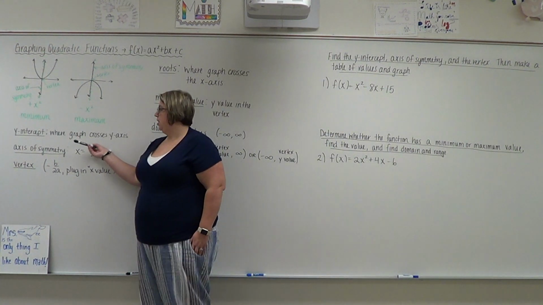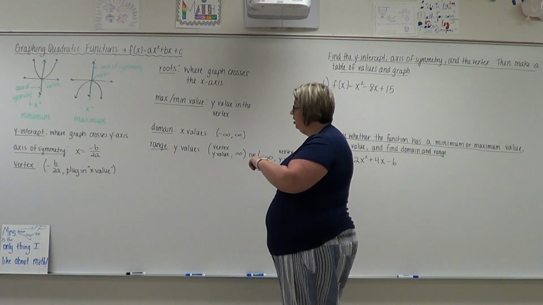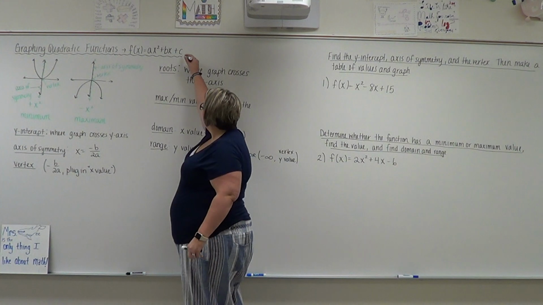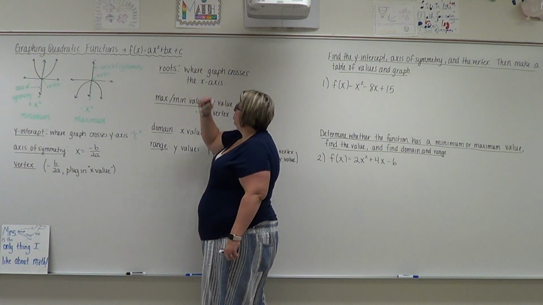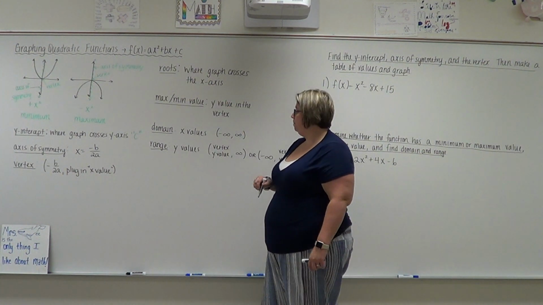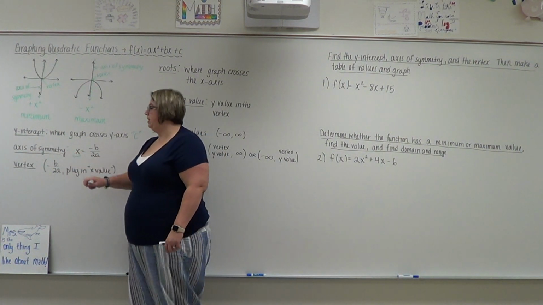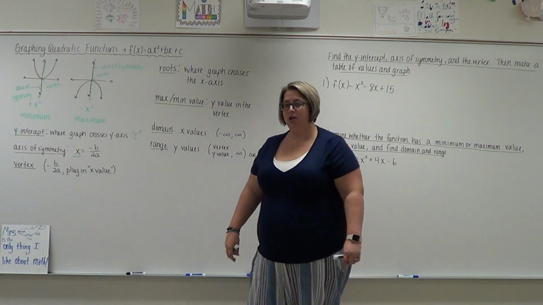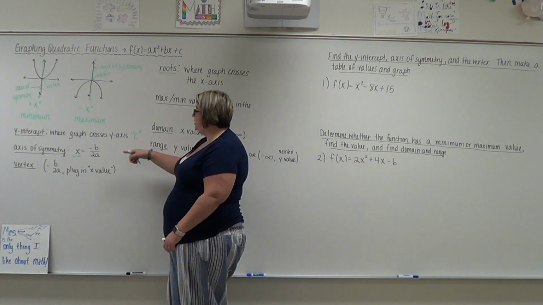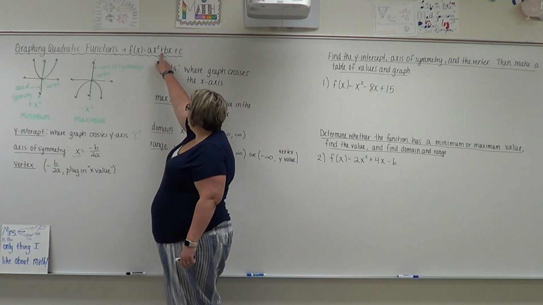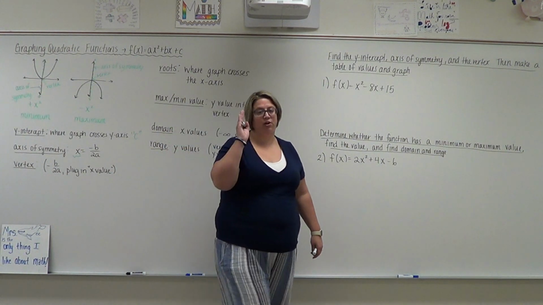So the y-intercept is where the graph crosses the y-axis. If you're looking at an equation that's in standard form, it's going to be your c value. C value is what's at the very end. The formula for the axis of symmetry is always going to be x equals, because it's a vertical line. It's the opposite of b, that's the number in front of x, over 2 times a. That is how you get your axis of symmetry.